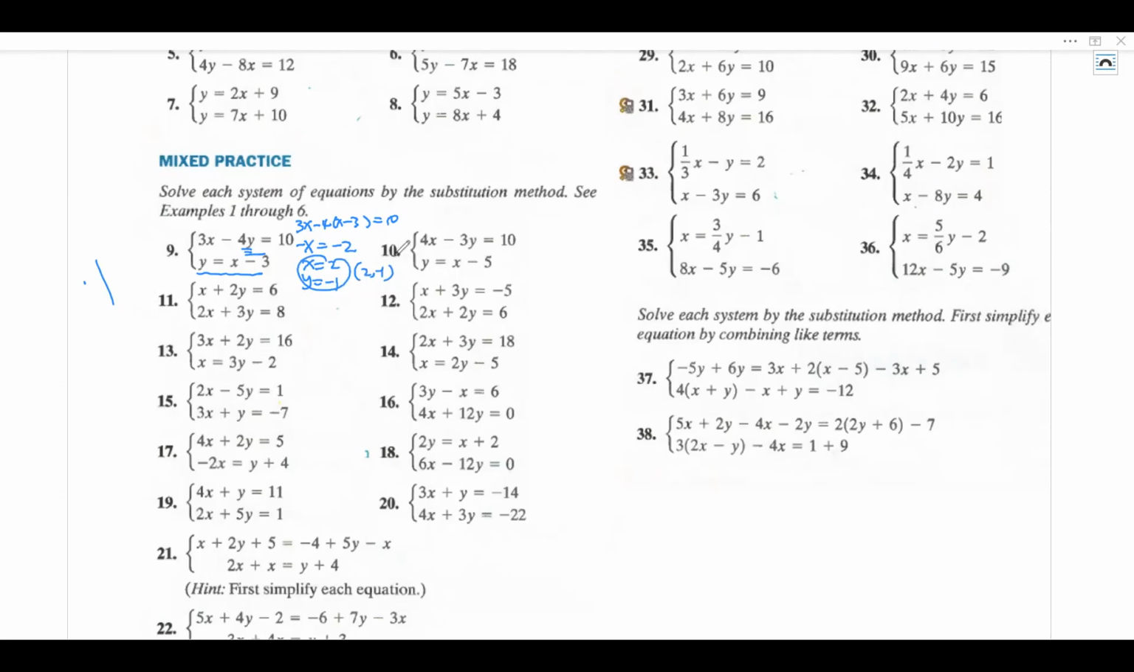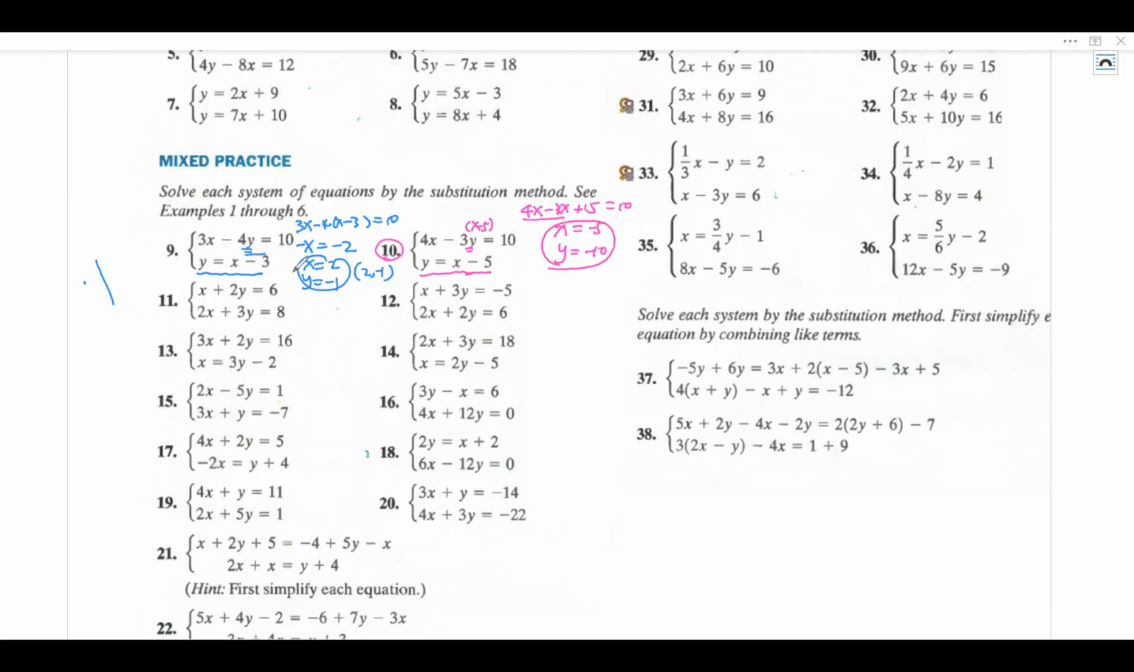All right, so see number 10. So y equal x minus 5. Substitute here, so here is x minus 5, right? So you can quickly get 4x minus 3x plus 15 equal 10. So x equal -5, right? y equal -10. See, easy, right? All right.